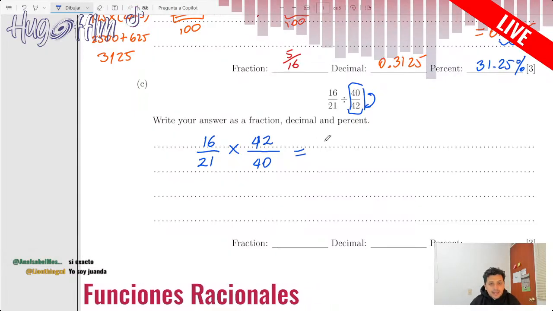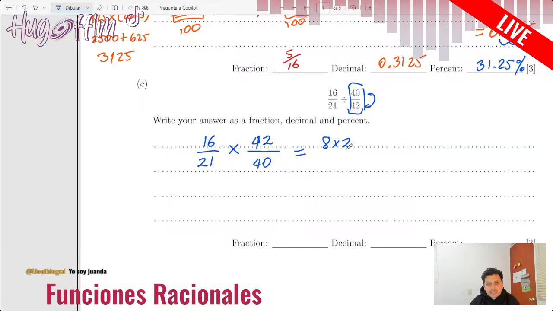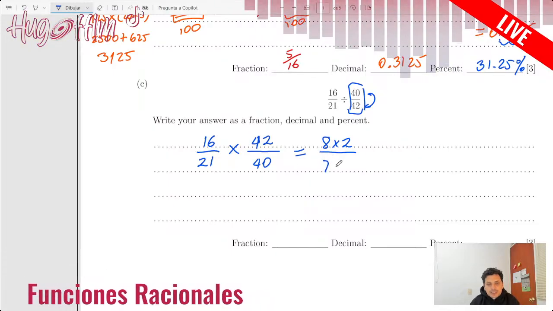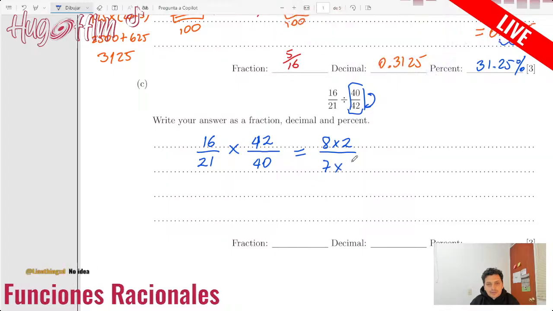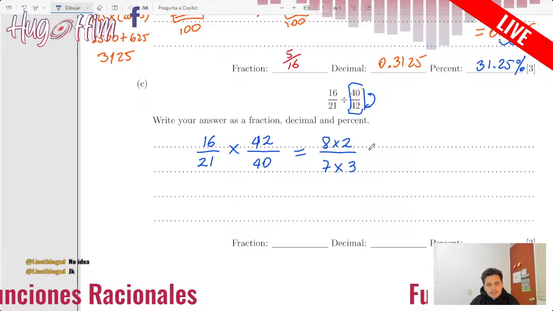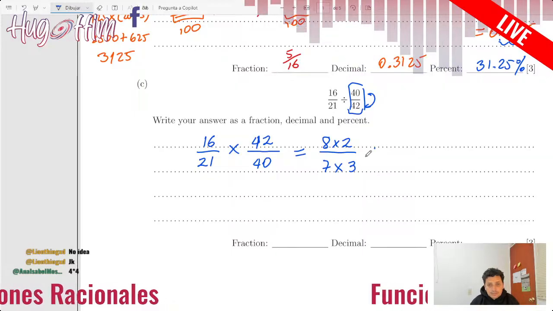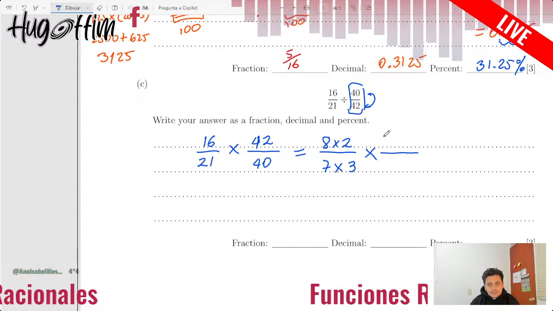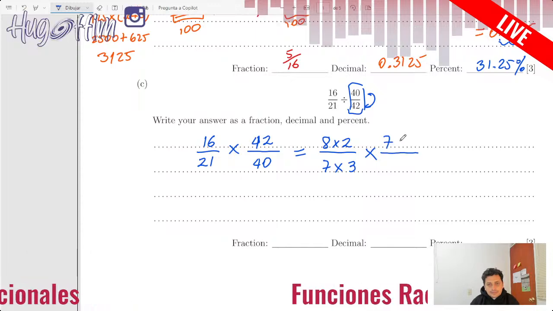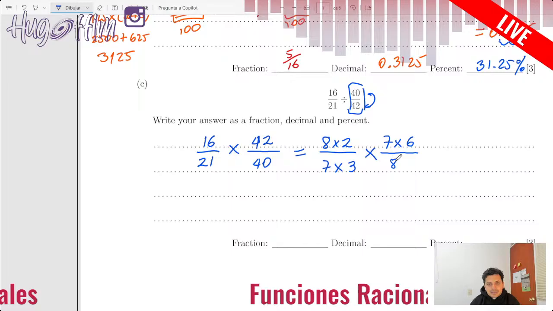16 could be, for example, I can rewrite it as, let's say 8 times 2 is 16. 21 could be written as 7 times 3, right? 42 can be written as, okay, 4 times 4 as well could be. 42 can be written as 7 times 6, for example. And 40 can be written as 8 times 5, for example.